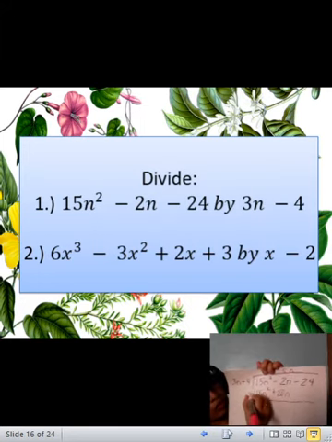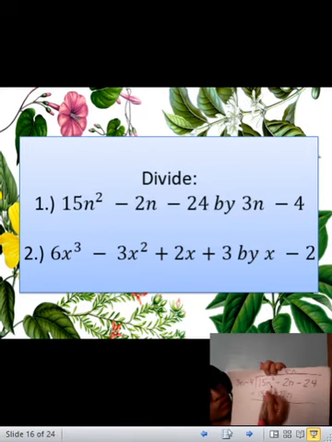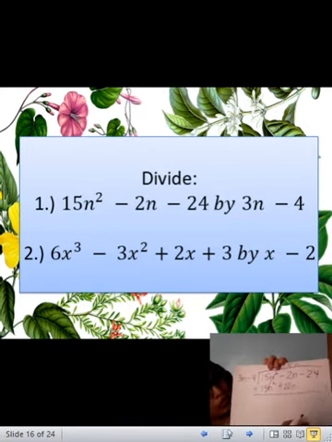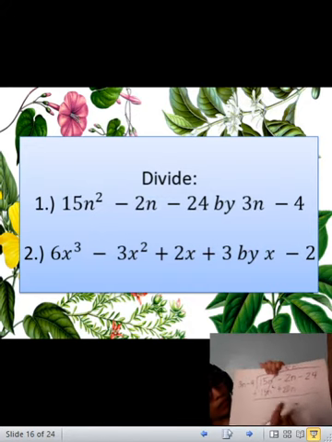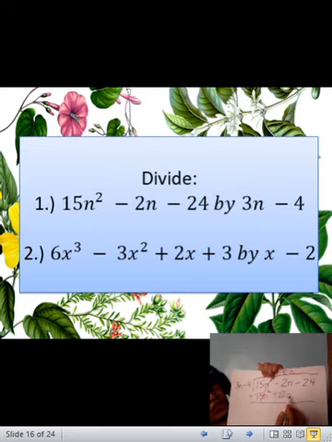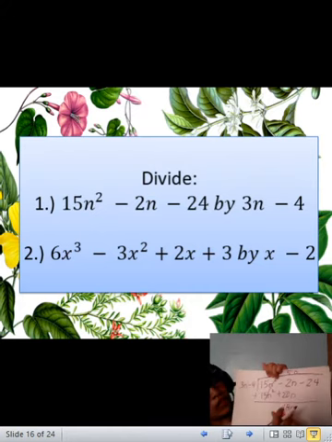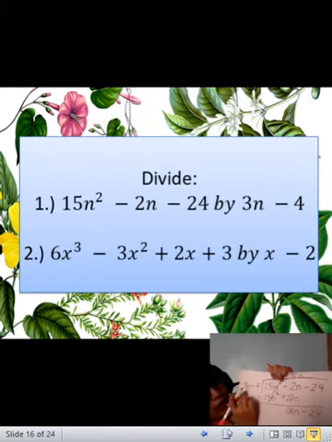Then proceed to addition. So I can cancel this now since they have the same but different sign. Then we have negative 2n plus 20n. As the rule says, we will have 18n. Then the next step is to divide that 18n, but bring down this first, the minus 24.